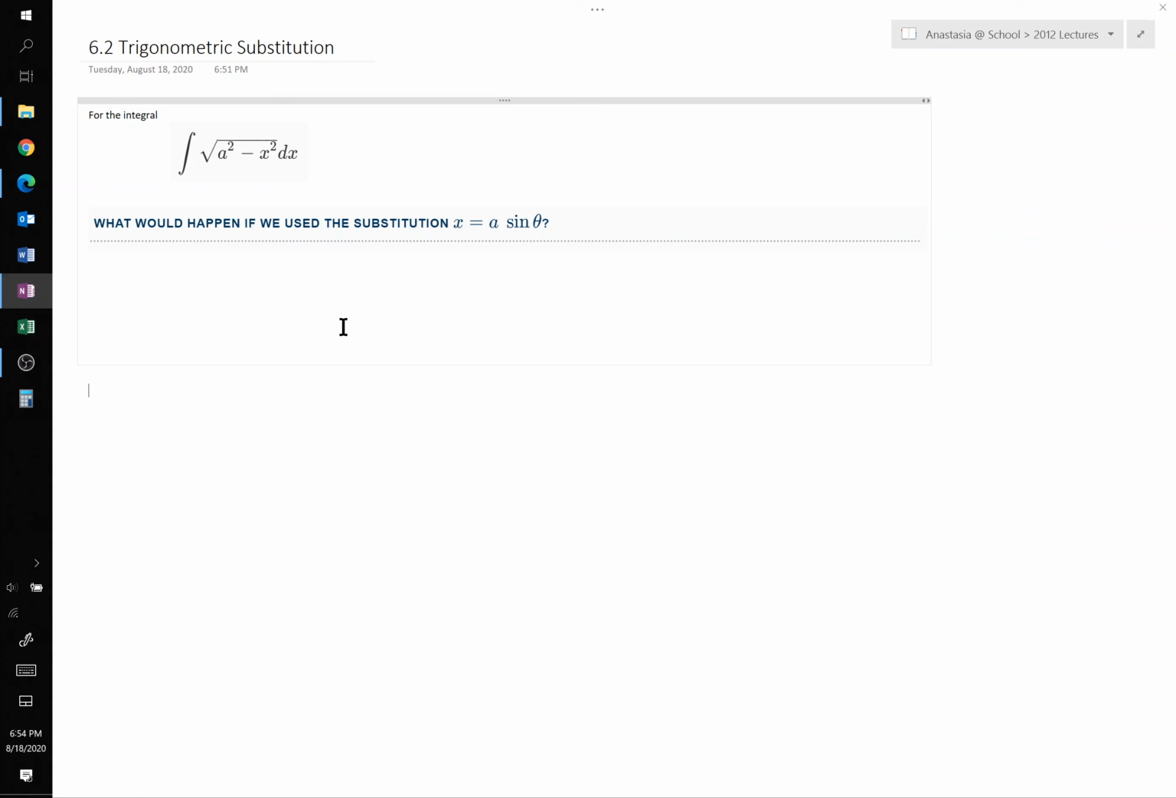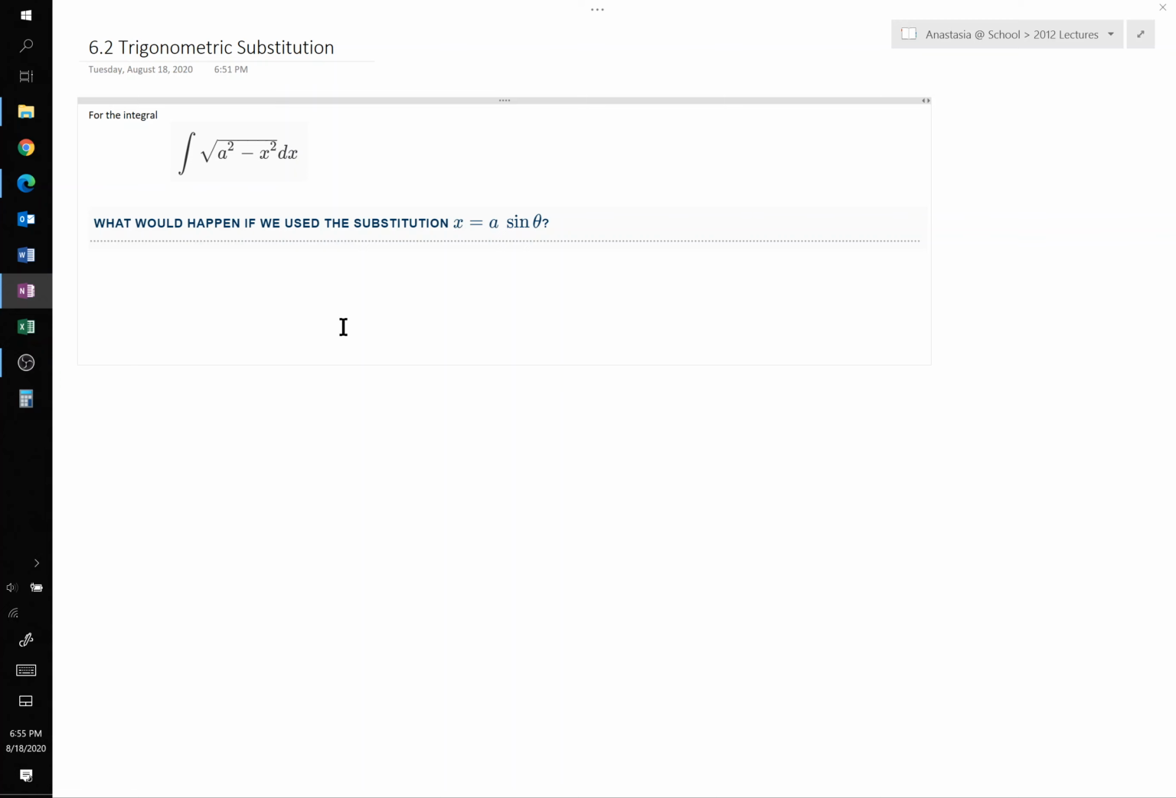Hello, in this video we are talking about section 6.2, specifically trigonometric substitution as an integration technique. We're considering the integral of the square root of a squared minus x squared dx. Now this is the sort of integral that would arise if we're trying to find the area of a circle, so it is something that comes up in some applications.